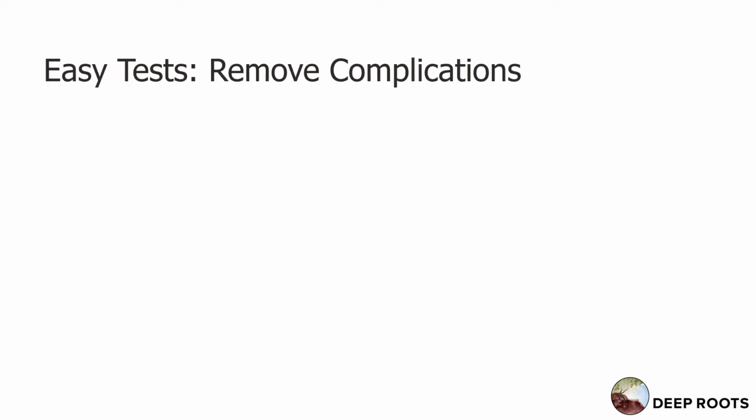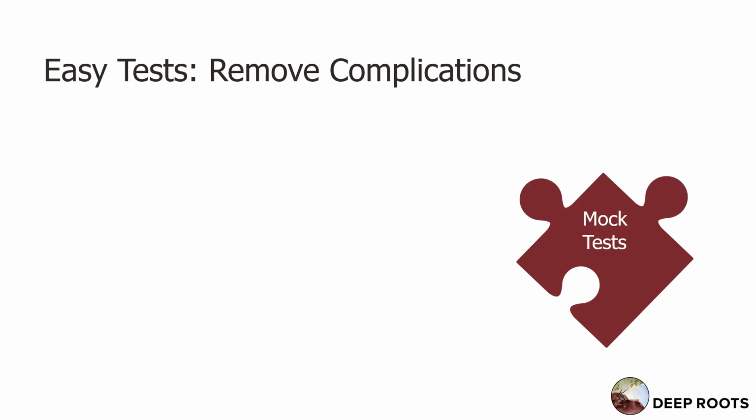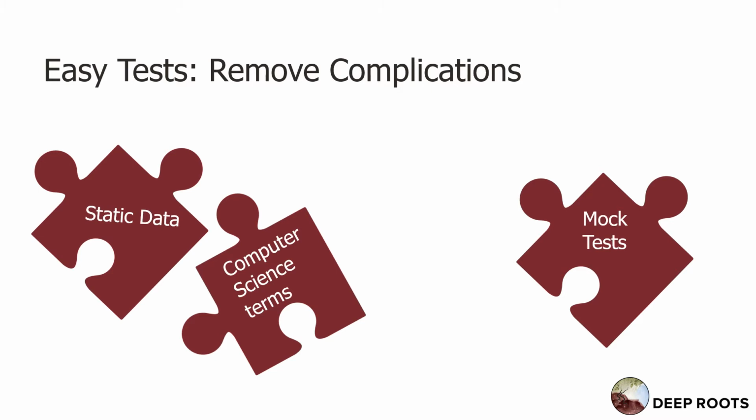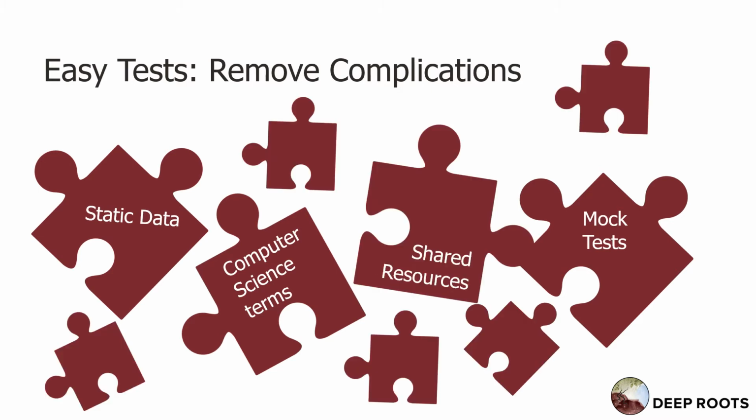Let's look at the testing complications first. Examples include using a mock, using a computer science term in a test, static data, shared resources, using your product code differently from the program's intent, and many, many more. Each complication makes your code base a little harder to change in the future. Therefore, answering the fundamental questions in ways that remove complications will lead to better code.